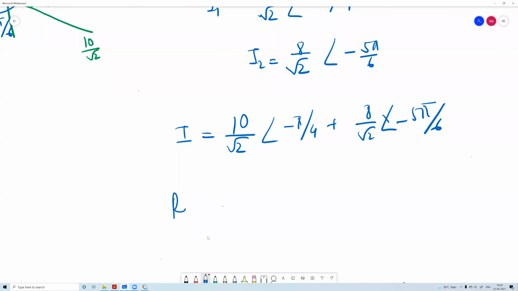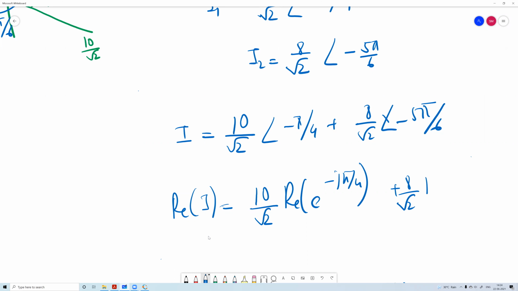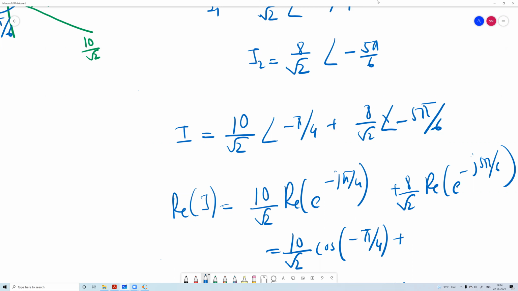So this can be divided as the real part of I, which would be 10 root 2 cos of minus pi by 4 plus 8 root 2 cos of minus pi by 6. Yes.